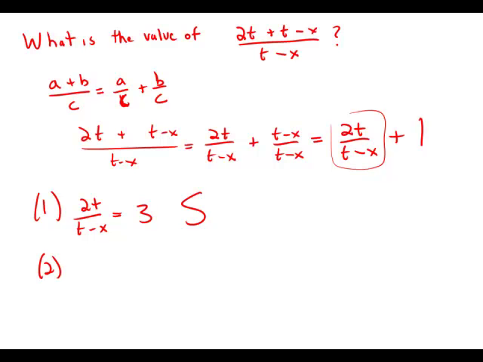Statement number 2 tells us that t minus x equals 5. Well, that would give us the denominator of the fraction, but if we know t minus x, there'd be no way to solve for the value of t and no way to determine the numerator of the fraction. And because of that, we would be unable to determine the value of the fraction overall. So this statement by itself is insufficient.